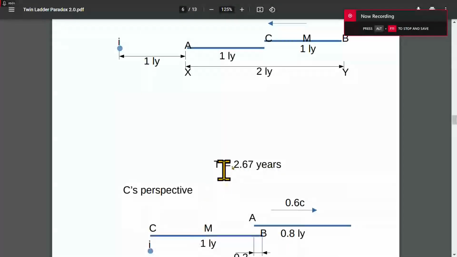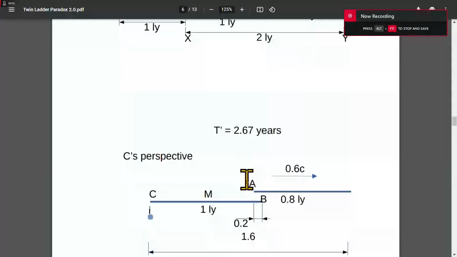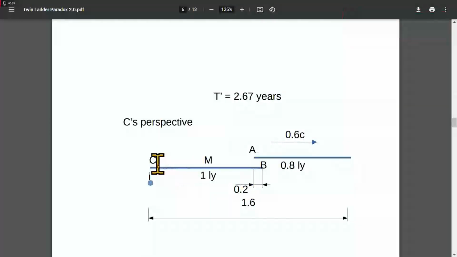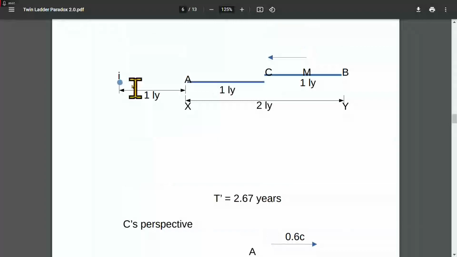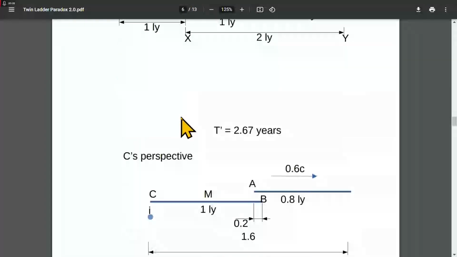So from C's perspective, the same amount of time would have passed, 2.67 years. So in this regard, what exactly would C see? Well, C would be at an imaginary point I, which is this point here we established at the beginning. Now the dilated distance would be 1.6 light years, as in this is how much C has traveled. C has traveled 1.6 light years, exactly the same as B. So B has traveled the same distance in the same amount of time, which is 2.67 years.